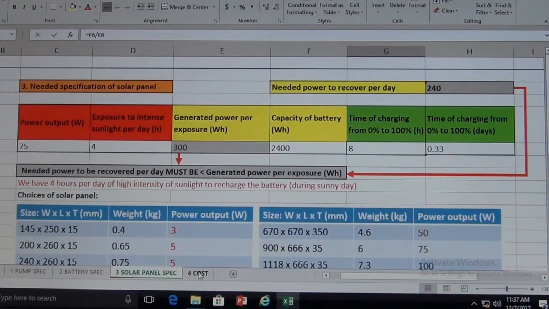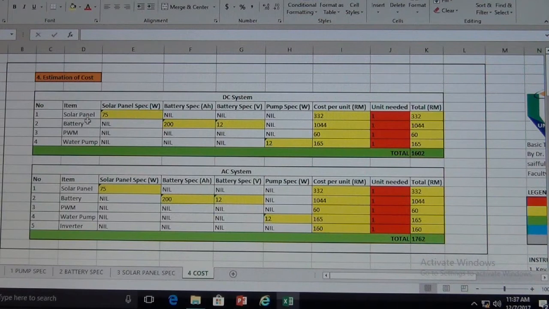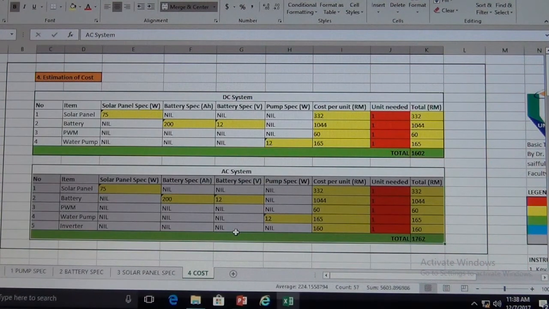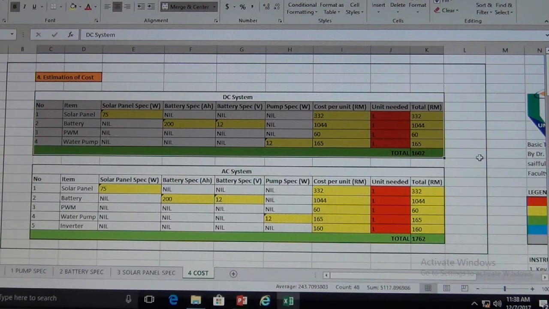Now, let us calculate the cost. Simple. This is for a DC system. We have 2 types of solar panel system: we have DC, we have AC. Usually we will go for DC because it is cheaper, plus the electronic appliances, because we have PWM. I will show you what PWM is later. The lifetime of DC based electronics is stronger. So always choose DC system.